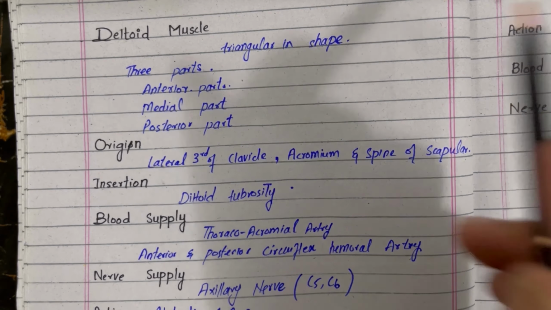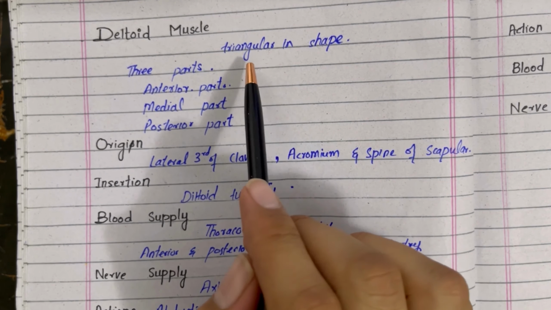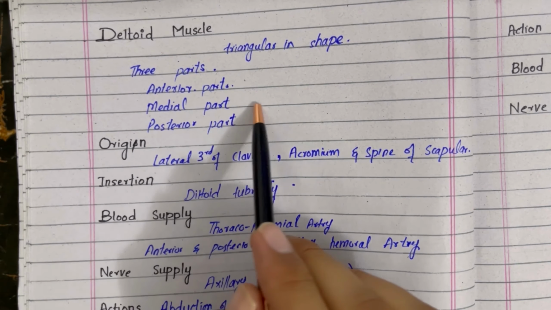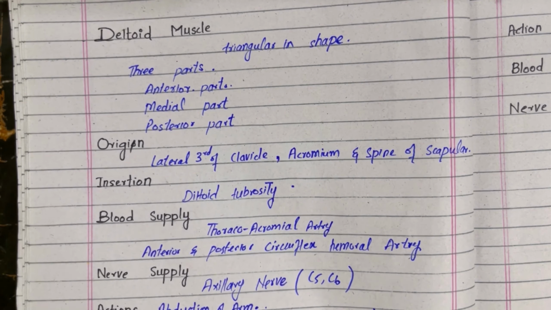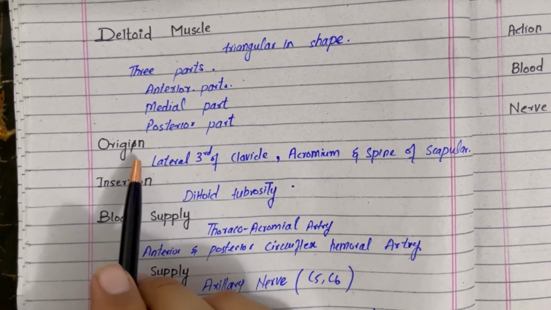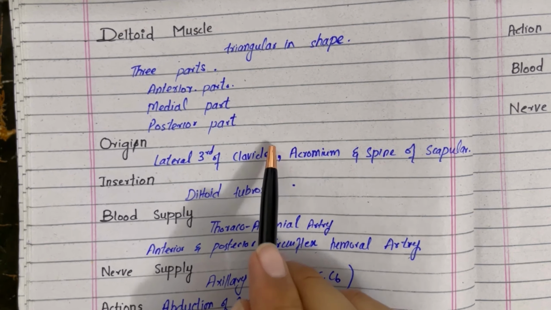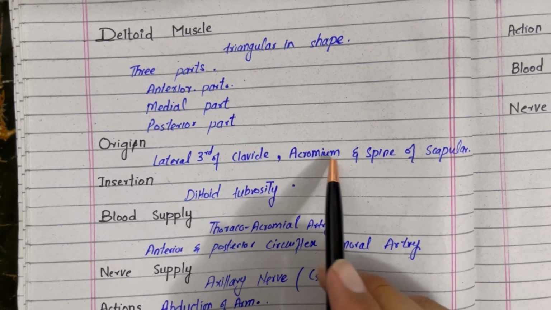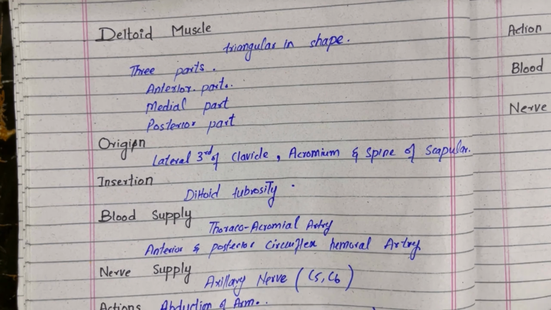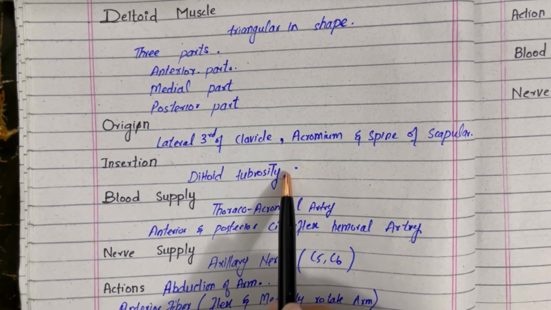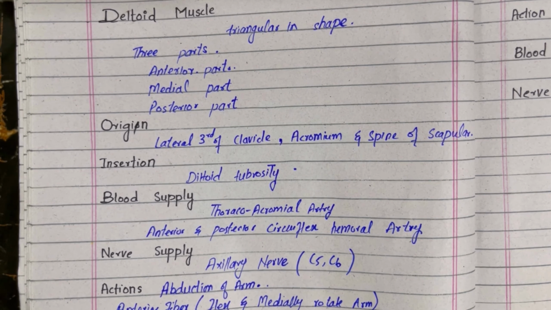Now student, to overview the deltoid muscle, as we have discussed, it is triangular in shape and it has three parts: the anterior part, medial part, and the posterior part. The origin of the deltoid muscle: it has three origins, the lateral third of the clavicle bone, the acromion process of the scapula, and the spine of the scapula. As for the insertion, the deltoid muscle inserts at the deltoid tuberosity of the humerus bone.